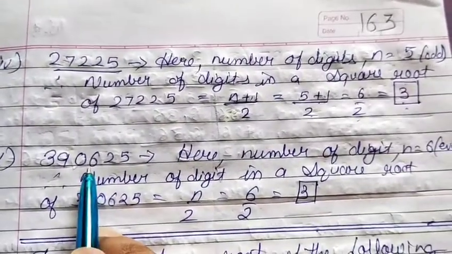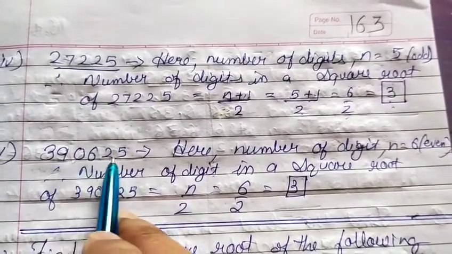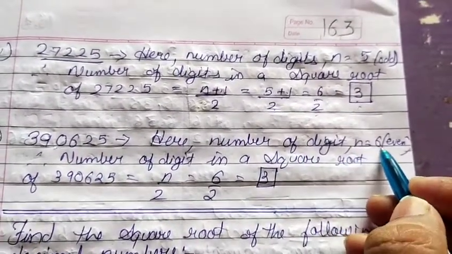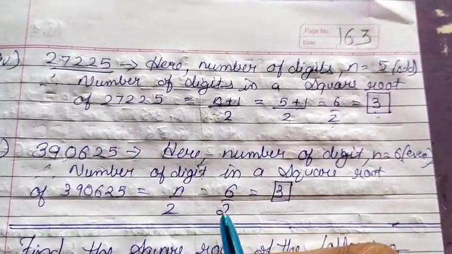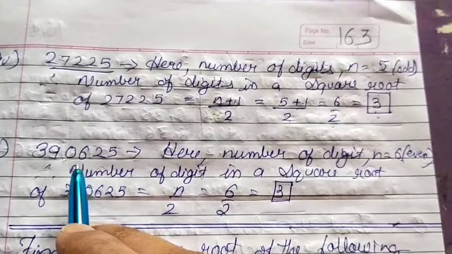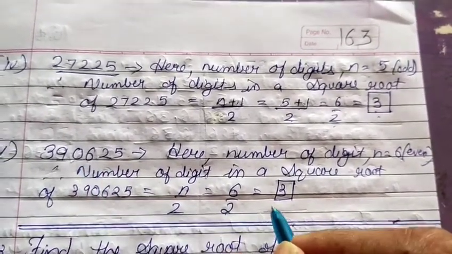Now let us see the next one, 3,90,625, which is a 6-digit number. So here n is 6, even. So very simple, n divided by 2, that means 6 divided by 2, 3 digits. Here also, whenever the number is 6-digit and you find the root of such a number, your value will be in 3 digits.